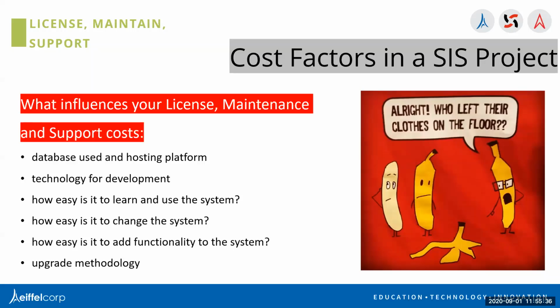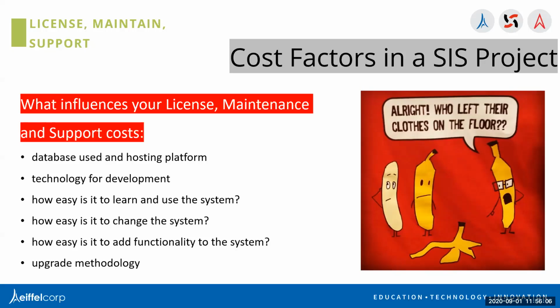If you use an expensive database, it will be an annual recurring cost that you have to pay. The technology that you use for development: Academia uses open source technology. That will always be a cost-efficient way for an institution to look at the system. Also, how easy is it to learn and to use the system? Because that converts to man hours and training hours in the implementation and ongoing usage of the system.